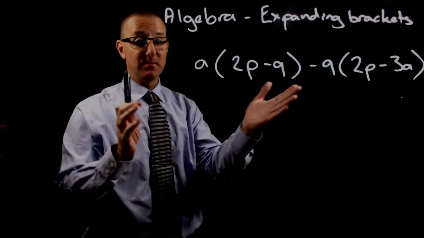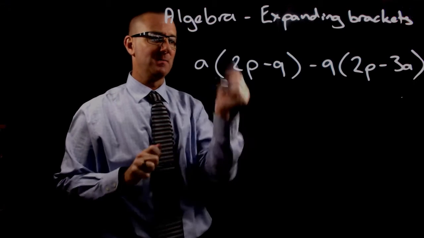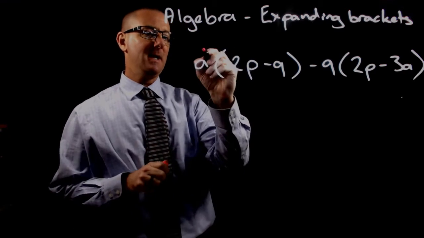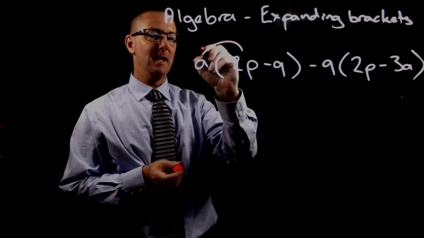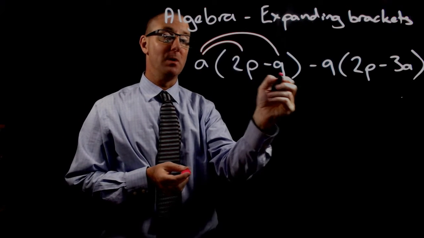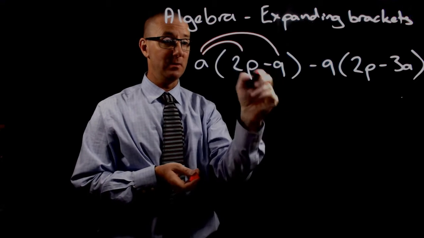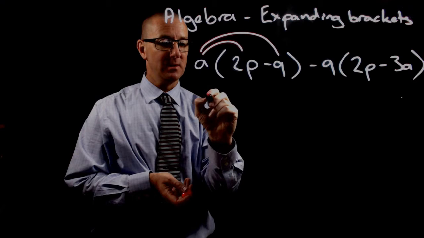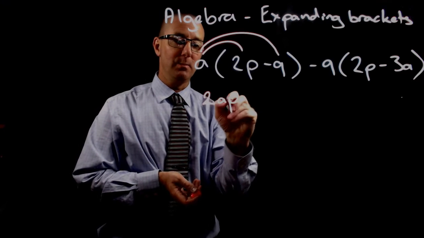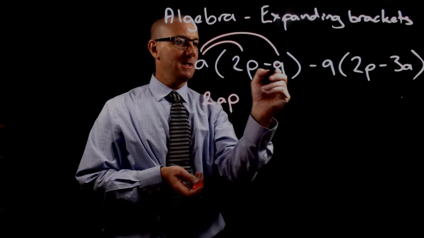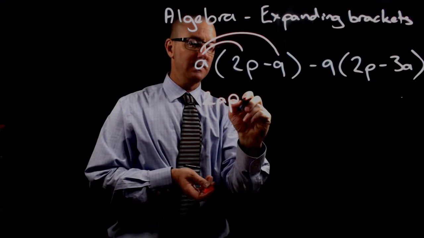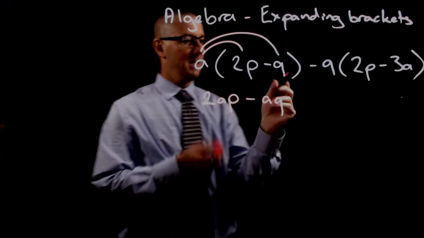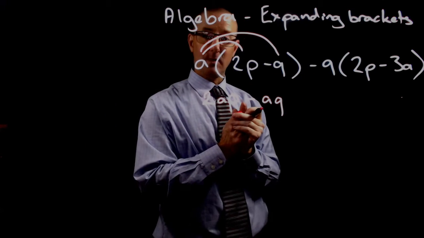So let's first of all expand the first set of brackets. We're going to have a times 2p, and then a times negative q. Our a times 2p is going to give us 2ap. Then our a times negative q is going to give us minus aq. That's our first set of brackets expanded.